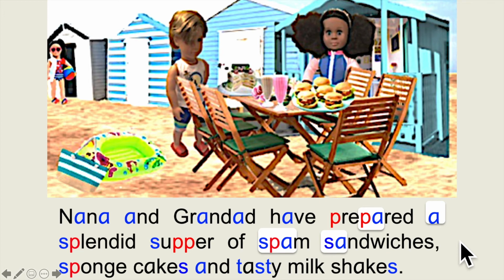Nana and Grandad have prepared a splendid supper of spam sandwiches, sponge cakes and tasty milkshakes. That sounds delicious, doesn't it? That sounds splendid. That's a word that means super or really good. Splendid. And here's another word, prepared. Prepared means get ready, got ready, made. They made the supper. They prepared the supper. They got it ready.